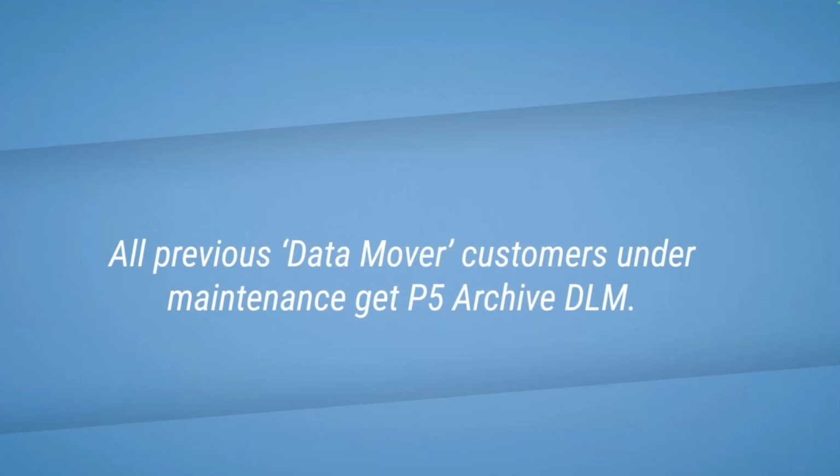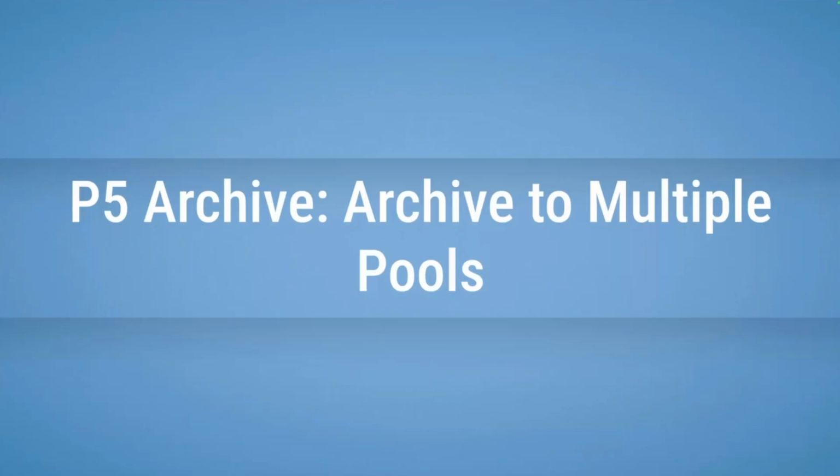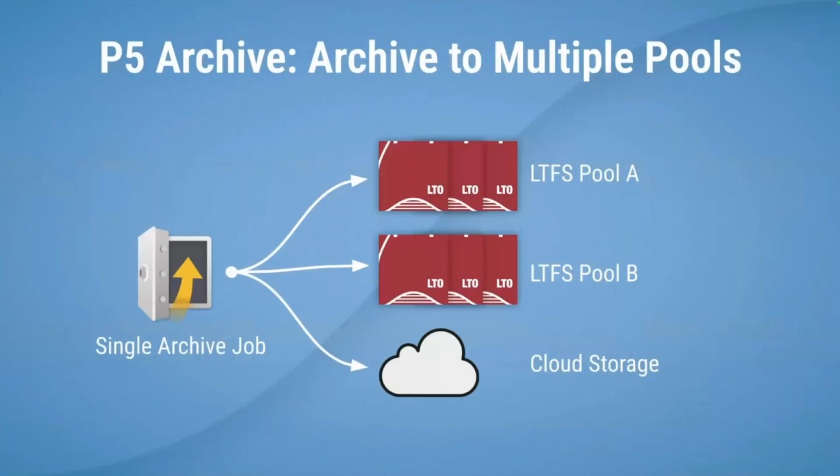Okay, so moving on to our third and really interesting and useful feature, archive to 3 pools. Here we've got 3 pools as an example. So we have an archive job. You create your archive plan, and in the archive plan you have an index. There's one index that we're going to use to archive, but you can specify, instead of 1 pool, up to 3. So you could have 2 LTFS pools, let's say, and a cloud pool, all running off the same archive plan.